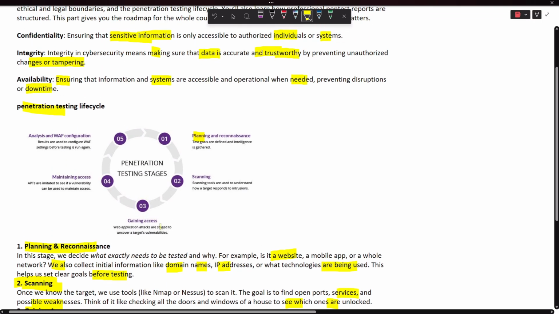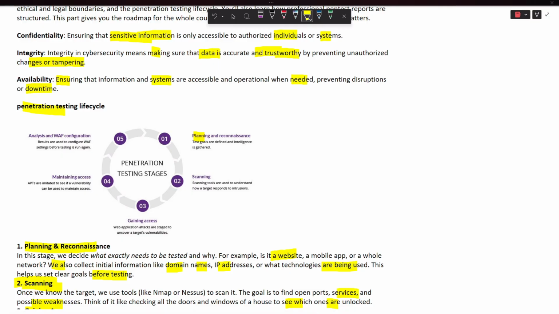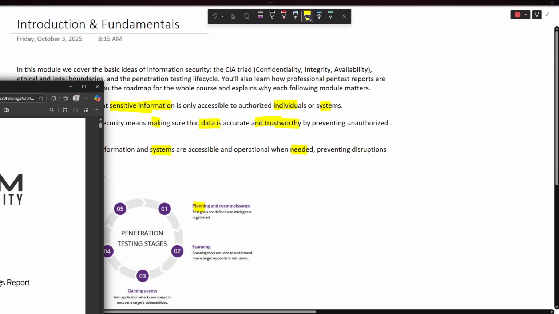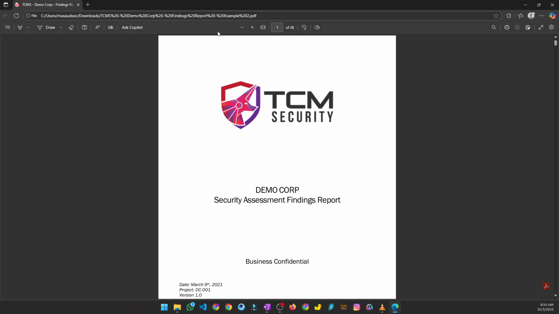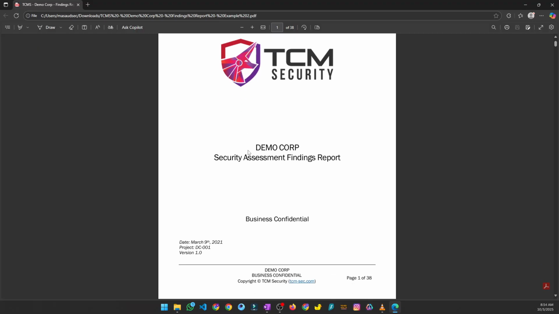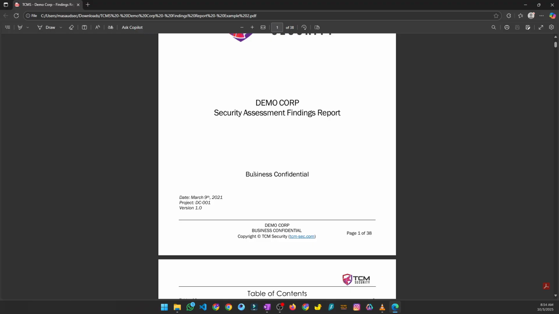So let's say after two or three months, the client comes back saying, hey, we need to retest those technologies or features that we did last time. Now I am going to show you one of the reports for penetration testing, and after that it will be more clear for you to understand how things work. So this is just a demo report to show you how a penetration testing report can be done.